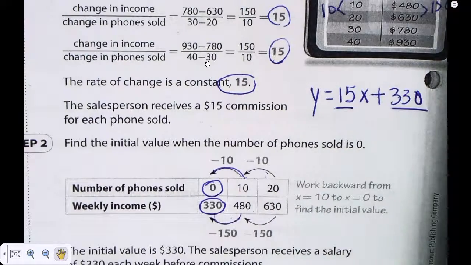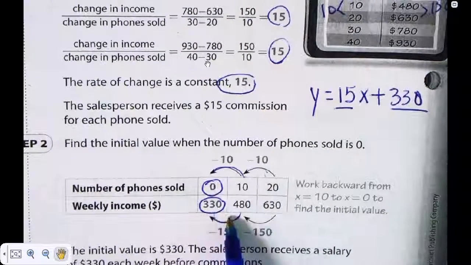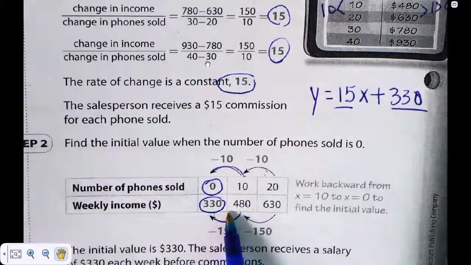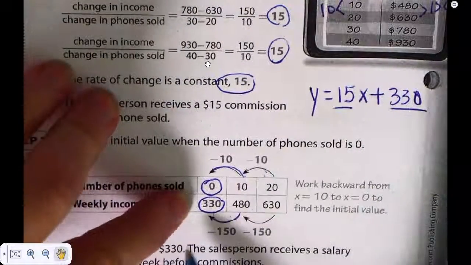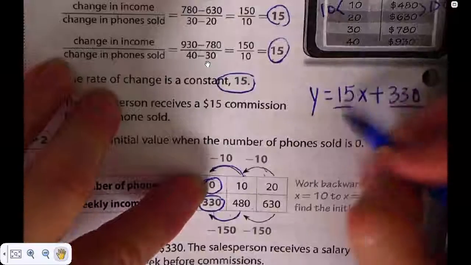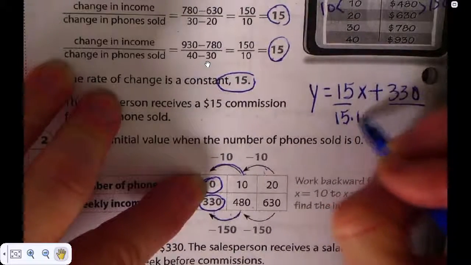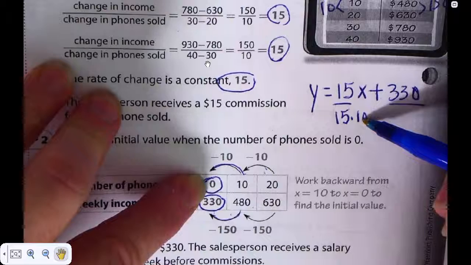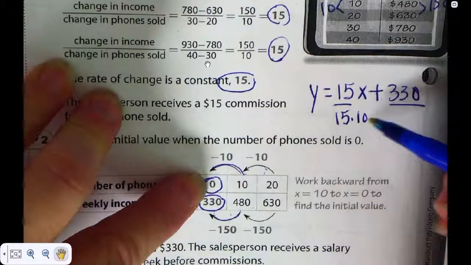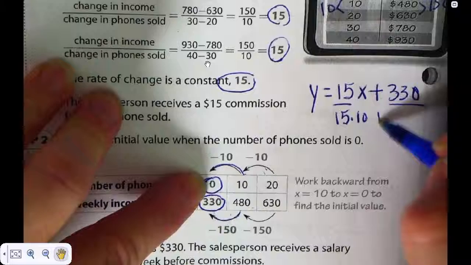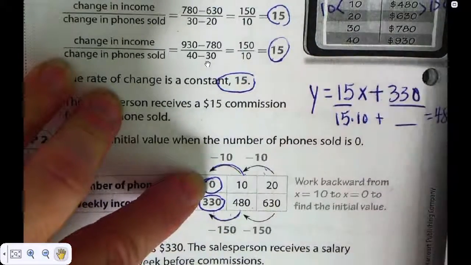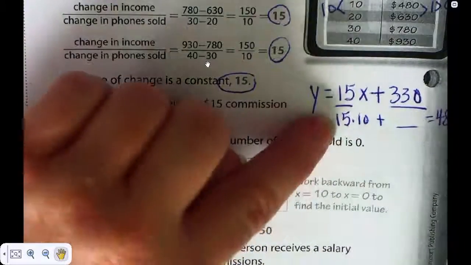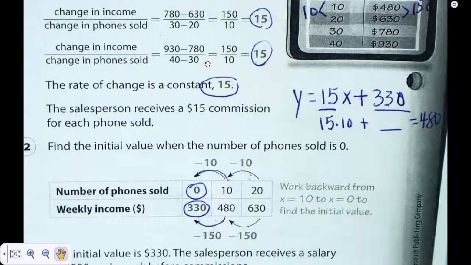Now, there's another way to do it besides backing up, because sometimes it's not easy. The ones we're going to do today, it's easy to back up. But what you could have done is said, well, 15 times 10 is 150. Y'all watch. 15 times 10 is 150 plus what gives me 480? So you'd have gone 480 minus 150 and found the 330. That's another option if you don't understand the backing up. Okay, so look at the bottom.